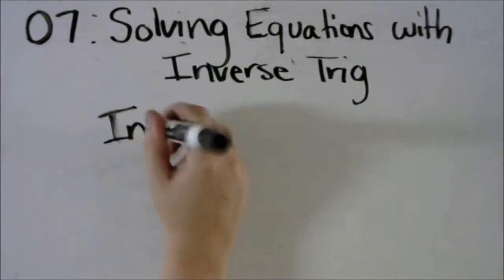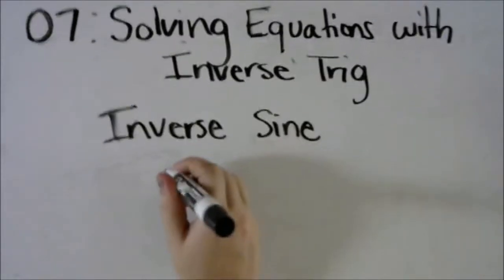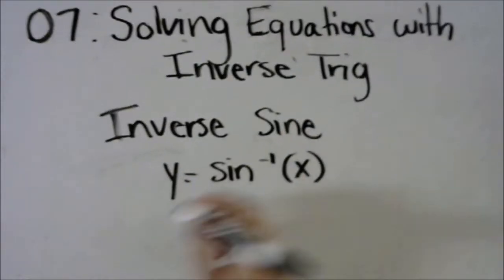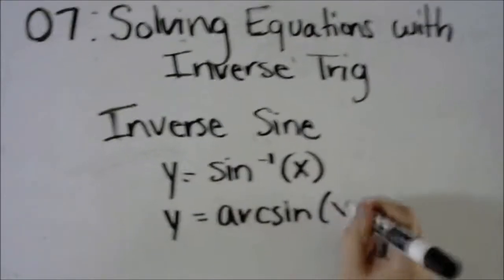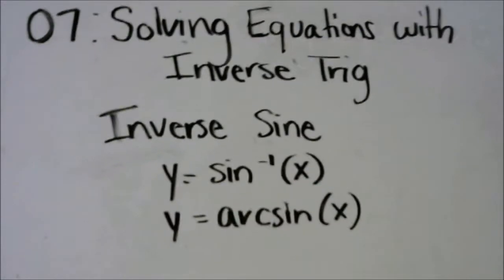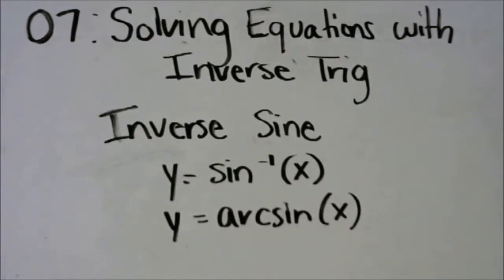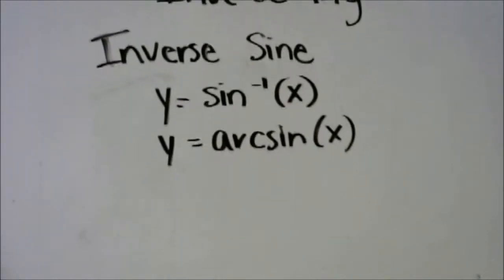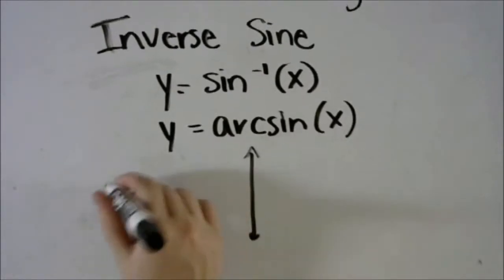There are two notations that you need to be familiar with for inverse sine, and that is y equals sine negative 1 x or y equals arc sine x. Both of these are inverse sine. And so let's start with some definitions. The inverse sine function is a function that does the reverse of what the sine function does. So to define the inverse sine function, let's take a look at a sine curve.